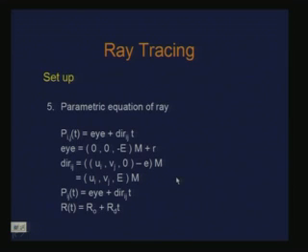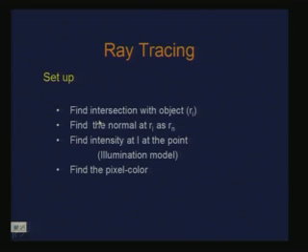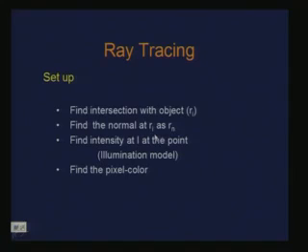So, the next steps to be considered are fairly straightforward. All you need to do is find the intersection with the object, which gives you the point R_i. Find the normal at R_i as some R_n. Find the intensity I at the point, which is nothing but applying the illumination model, and then find the pixel color.